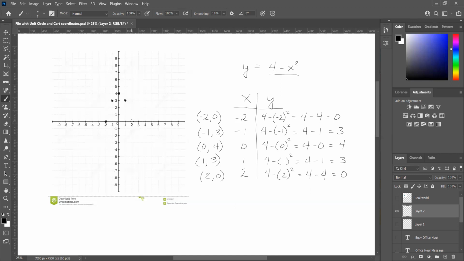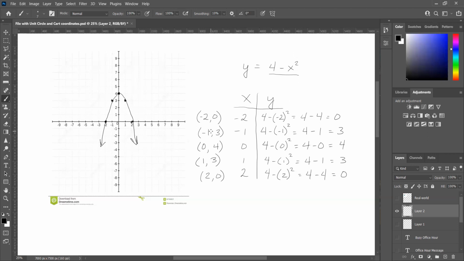And you can see that I've created this collection of points, and now I need to connect those. Well, we'll try to connect them with a smooth curve. And if I were to keep going to -3, it would keep dropping down. Same thing if I came over here to a +3. So my graph looks something like that. It's a parabola. That's the shape that we get when we're graphing an equation with an x squared term in it as our largest exponent.